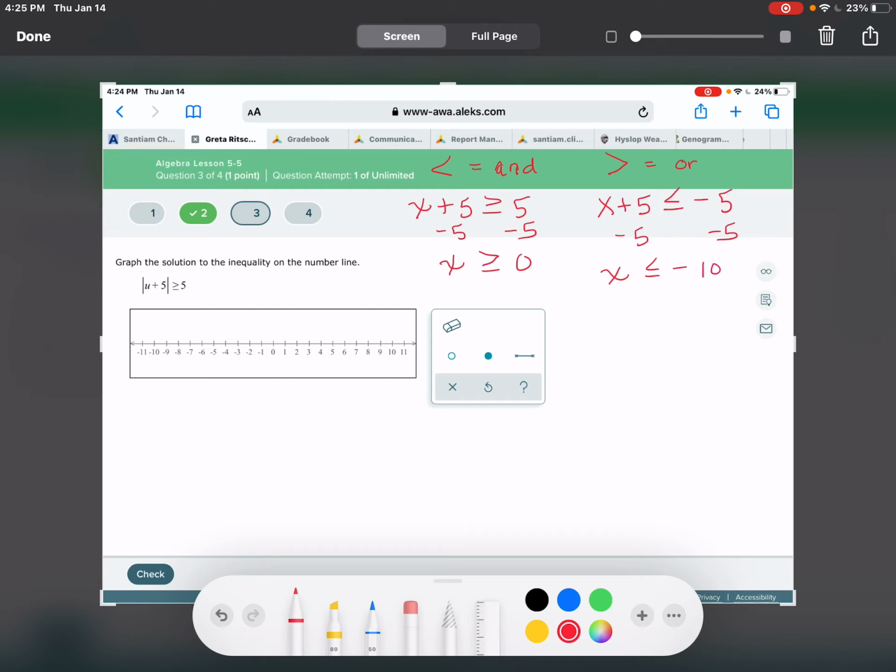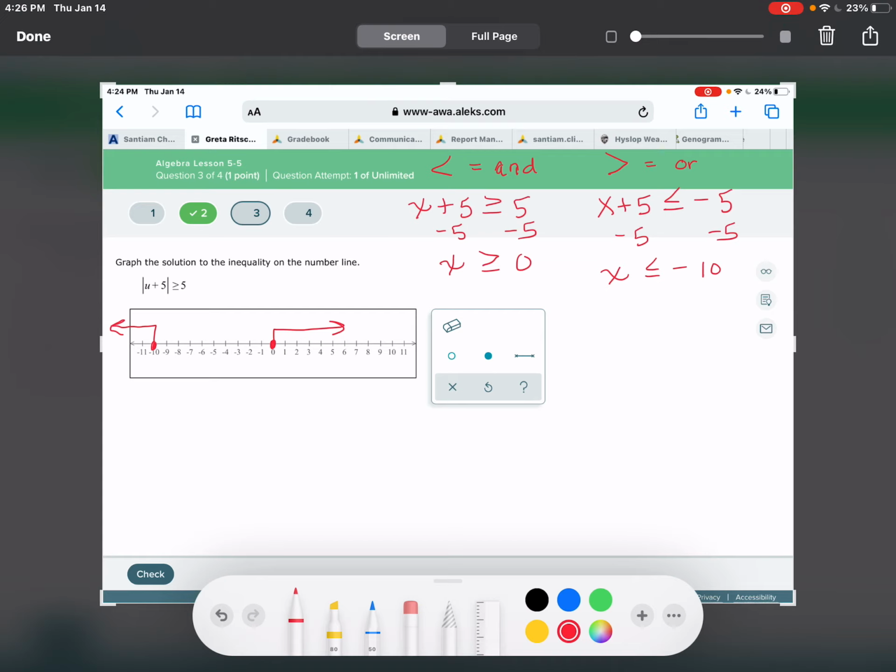So if I put that on a number line, what's going to happen is x is closed circle greater than or equal to 0. And then down here, x is less than or equal to negative 10. And yes, that is an or, because it has little arms reaching out. Little arms reaching out are always or. There's no overlap. This is a union where it's very inclusive and it's a large solution set.